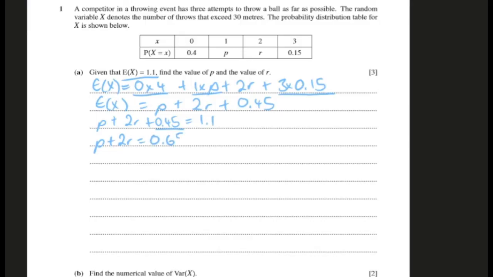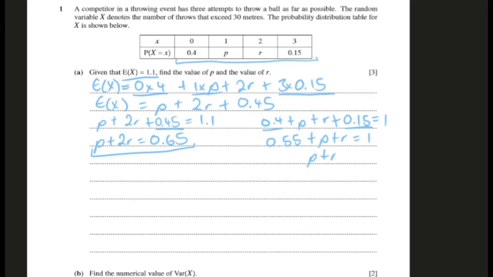We can create another equation in terms of p and r by adding up all these probabilities and equating them to 1. Because in a discrete random variable, the sum of all the probabilities adds up to 1. So this becomes 0.4 plus p plus r plus 0.15 is equal to 1. So 0.4 plus 0.15, that's 0.55, plus p plus r is equal to 1, which is p plus r is equal to 0.45.